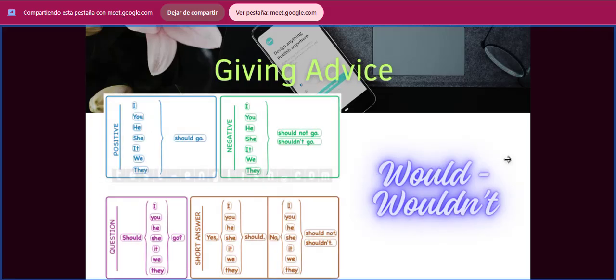And then, as I told you, the other element that we'll study is giving advice and, well, pieces of advice. Then, in this case, in the book, you are asked to use should and also would. And the two of them, they work the same way.